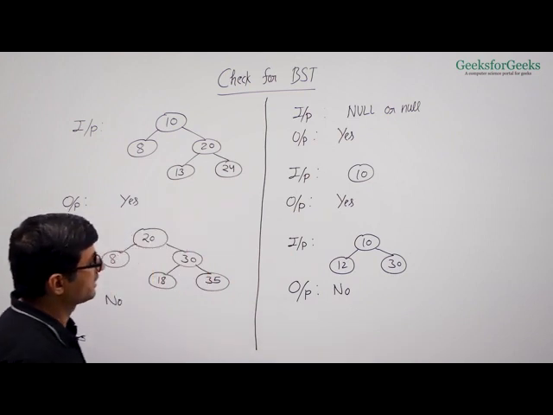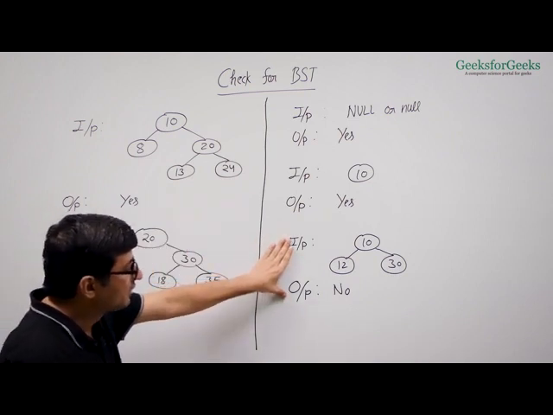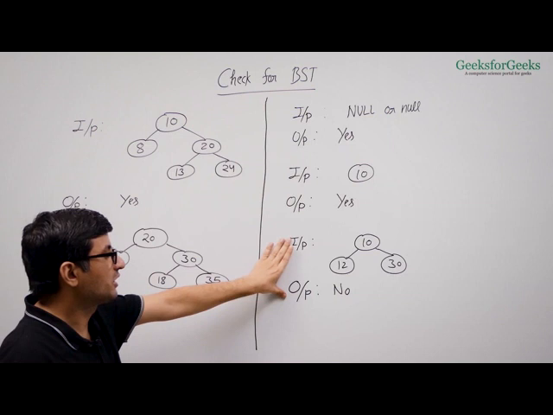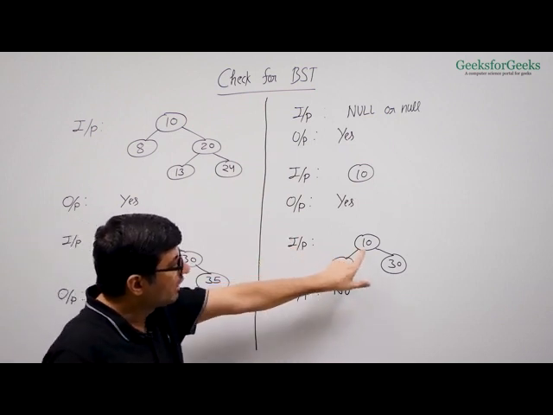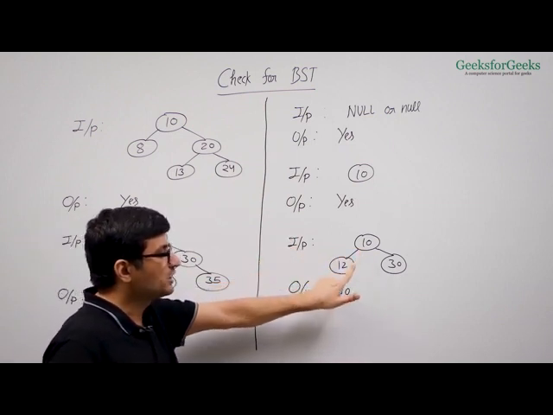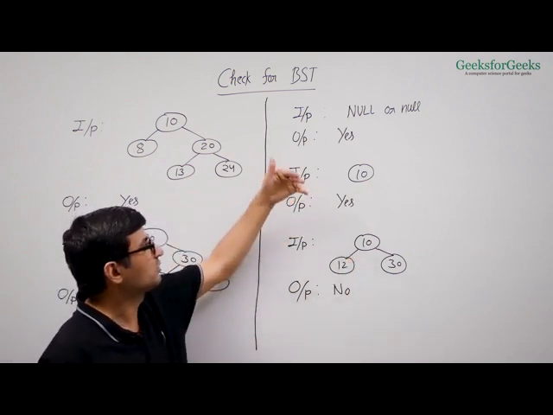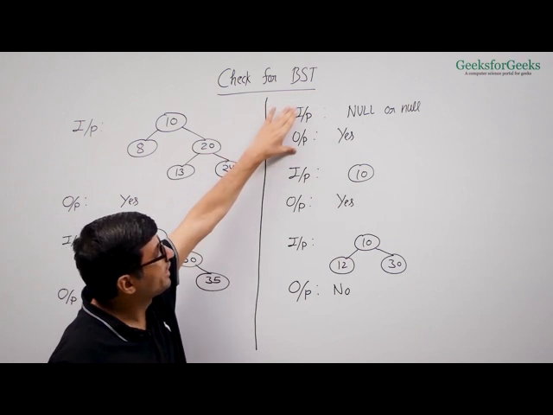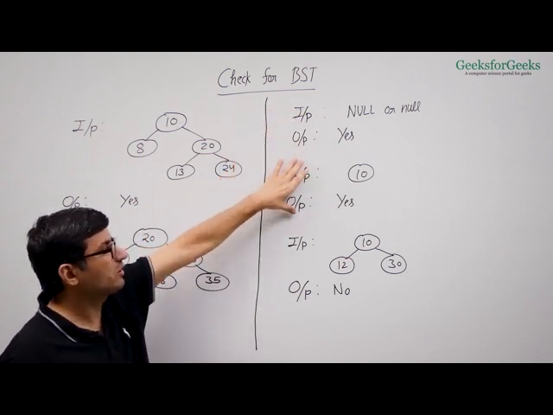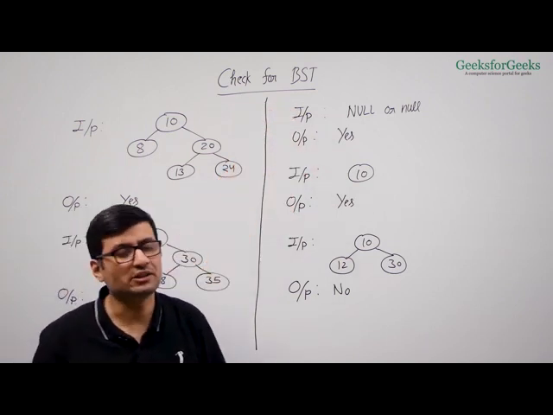Let's see some examples. Let's see this example first. This is not a binary search tree because on the left of 10 you have a value 12 which is greater than 10. So it's not a BST. On the left everything has to be smaller. An empty tree and a tree with a single node are both considered binary search trees.